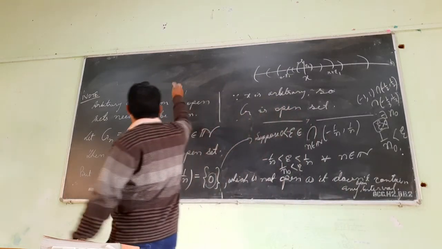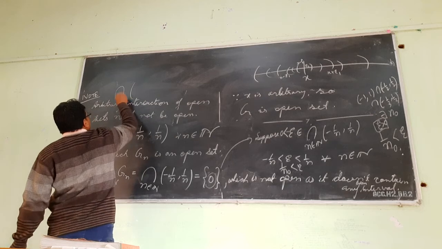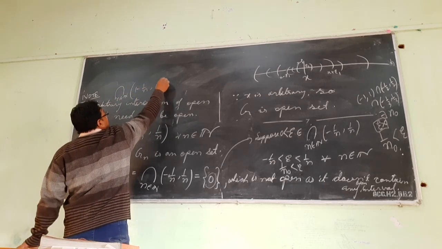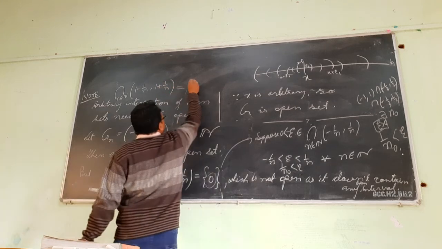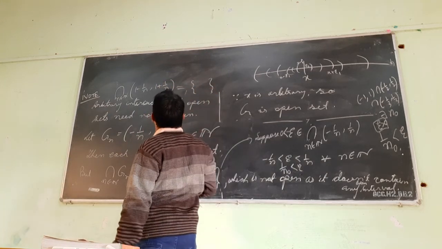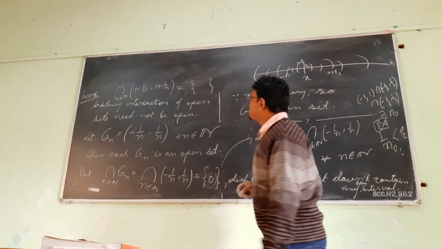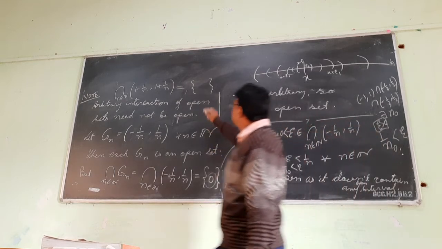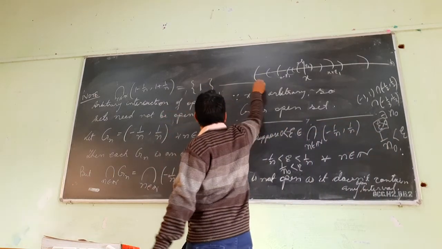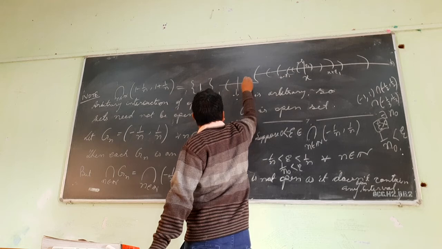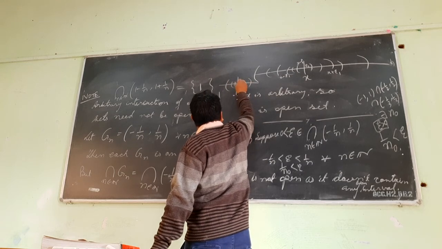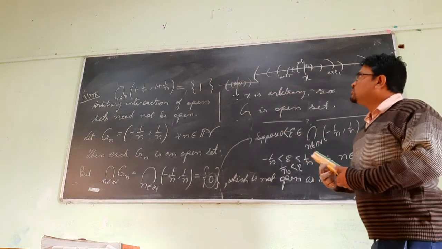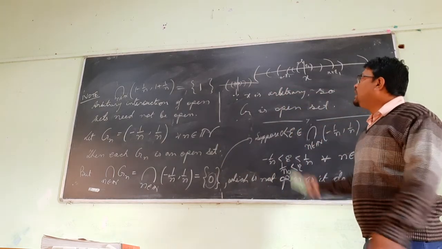Similarly, what will be this intersection? The intersection over n belonging to the natural numbers of (1 minus 1 by n, 1 plus 1 by n). What will be this intersection? Very simple. Let us compare. This intersection is 1. Actually, what I have done is I have taken intervals of this type, which ultimately come to 1. So if you keep on taking intersection, ultimately you will get 1.